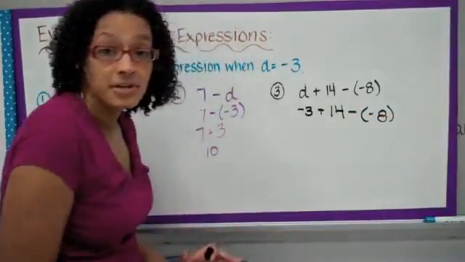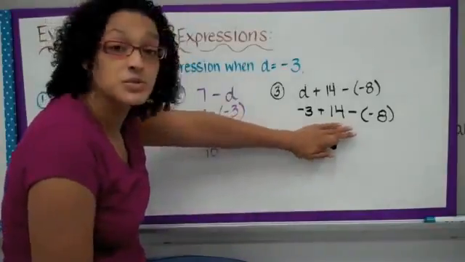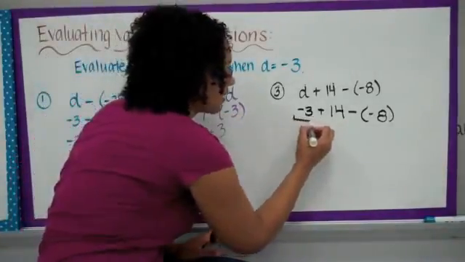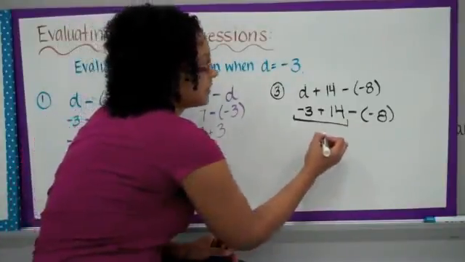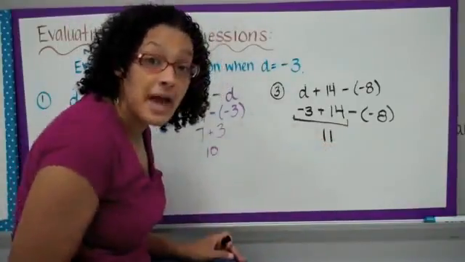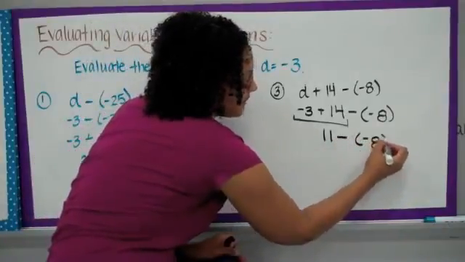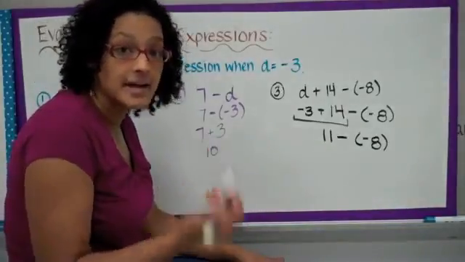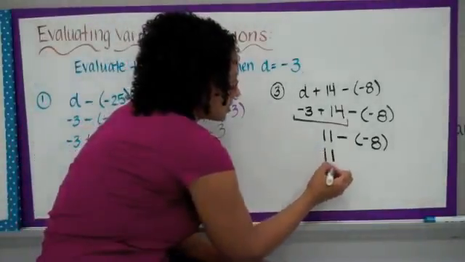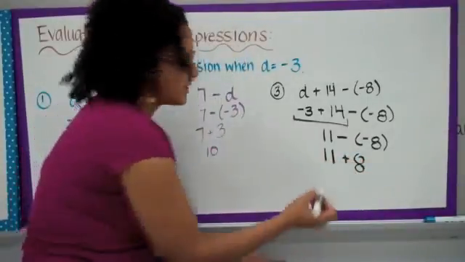Now, when I have three numbers, I'm not going to overwhelm myself and do all three at first. I'm just going to do two at a time. So I'm going to start right here. Negative 3 plus 14 is going to give me 11. So now I have 11 minus a negative 8. And when I have that subtraction problem, remember, subtraction is adding the opposite. So I'm going to change it to adding the opposite. And that's just going to give me 19.